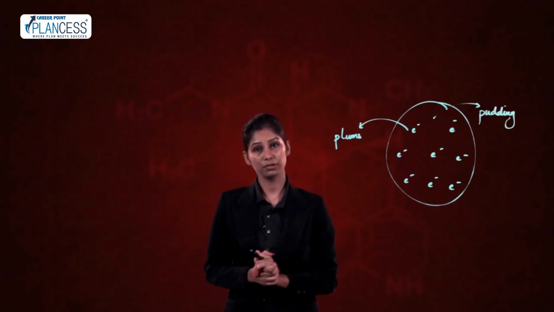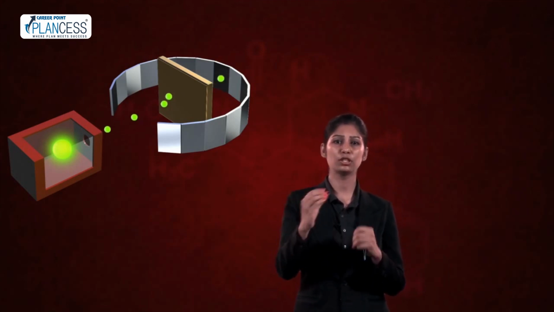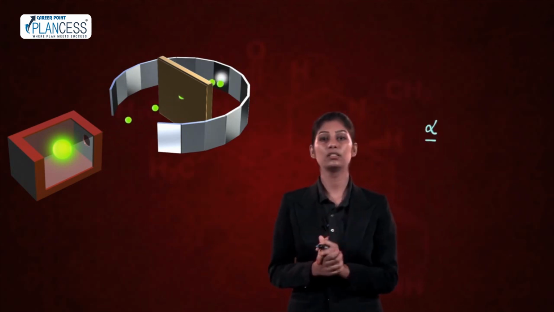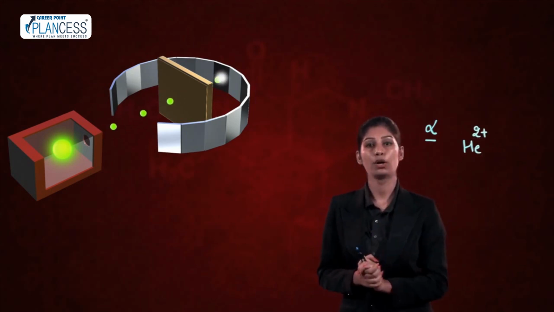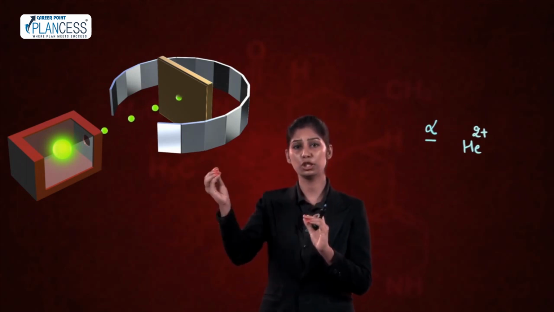Later, Ernest Rutherford gave a new picture of the structure of the atom by his alpha particle scattering experiment. He set up an apparatus like this in which he bombarded alpha particles on a very thin sheet of gold foil. What are alpha particles? Alpha particles are nothing but helium particles, and they had a 2+ charge on them. So he bombarded these alpha particles on a thin sheet of gold foil.